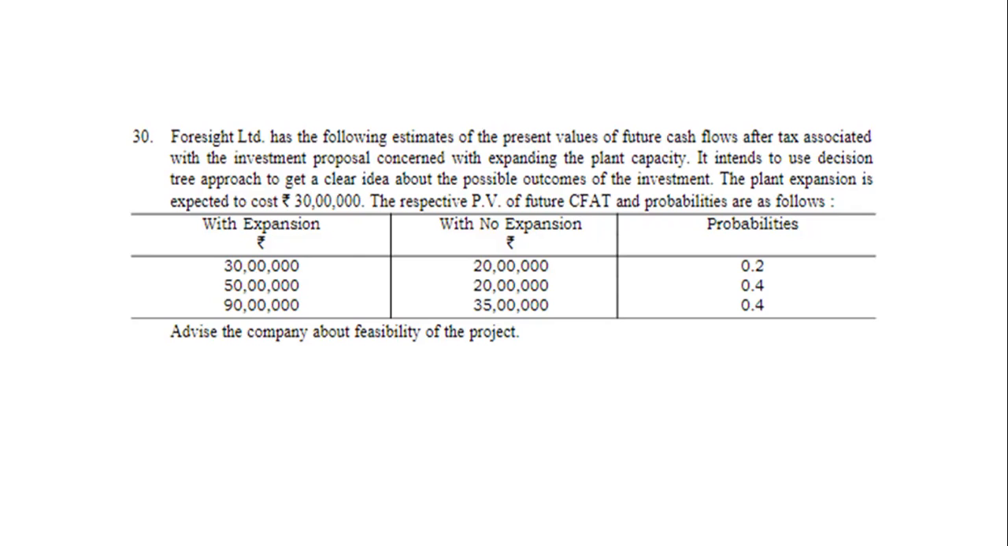प्रोबेबिलिटी से मल्टीप्लाई करके उसके बाद तीनों को ऐड करना है। 35 lakhs into 0.4, 14 lakhs, ठीक है। तो पहले का 4 lakhs, 20 lakhs into 0.2, 4 lakhs प्लस 8 lakhs प्लस 14 lakhs ऐड करके आंसर चैट बॉक्स में लिखिए। 4 lakhs plus 8 lakhs plus 14 lakhs: 4 plus 8, 12, 12 plus 14, 26 lakhs.